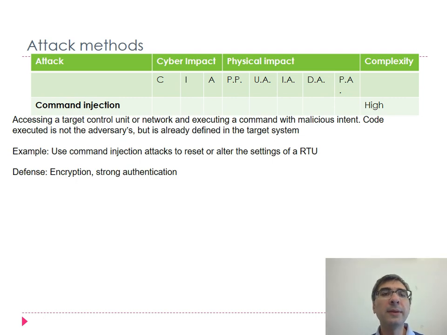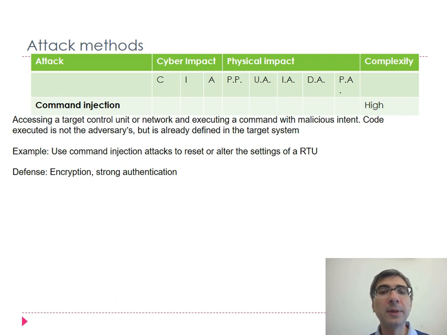Command injection then, this is about accessing a target control unit, for example an ECU, if it is CAN bus, or the network, and then executing a command with a malicious intent. So the code executed is not new, so it's not like code injection. There is no additional instruction in there, but instead the command already exists, and it is triggered by sending the equivalent command, perhaps by capturing a message and sending that message, which we know contains the command. So in this way, we inject a new command in the system.